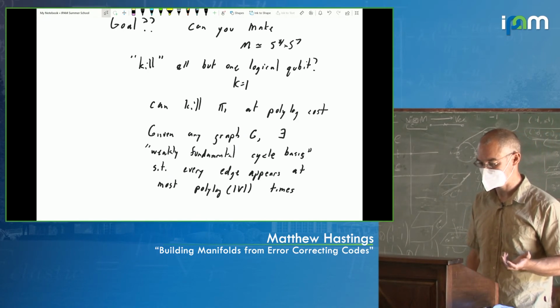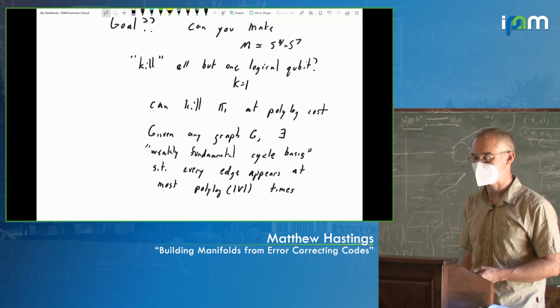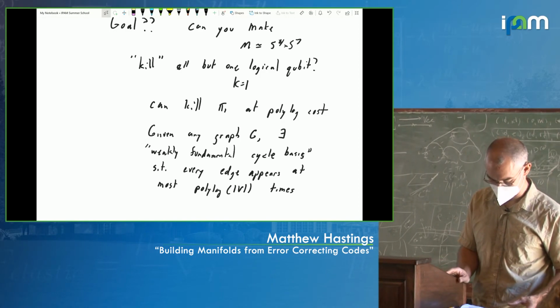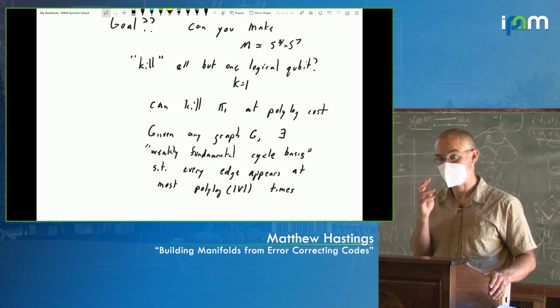I think one of the main things is, can you kill all but one logical qubit of the code? And if you can do that, well, I have to check our paper, but I think then you're almost all the way there to making M just a fixed manifold, and a fixed cellulation on it. So, yeah.